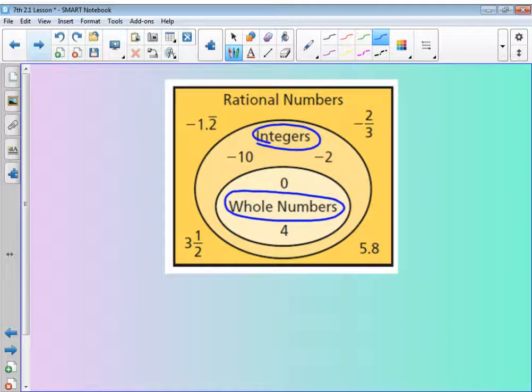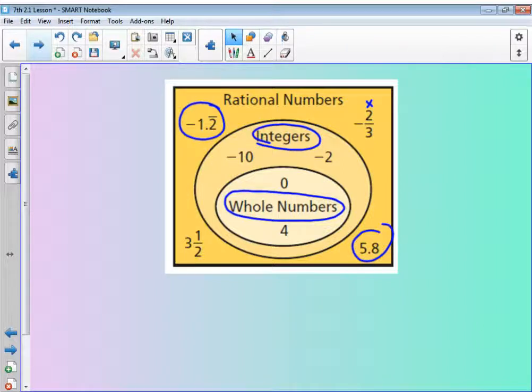Rational numbers are now going to go up both sides, both directions, positive and negative, and they are going to include fractions, all fractions, mixed number, or just a regular old fraction. Every fraction is considered rational. Decimals that either terminate or repeat are considered rational. So those are examples of rational numbers.